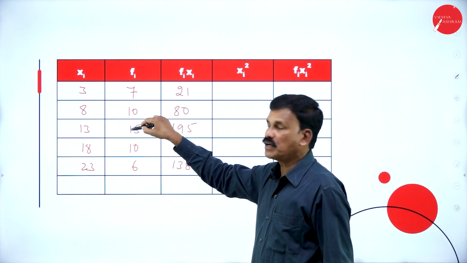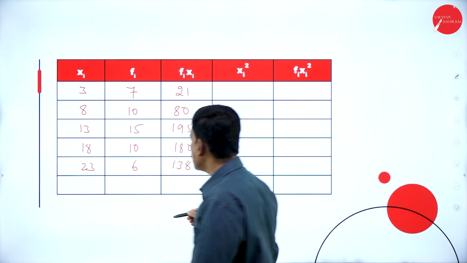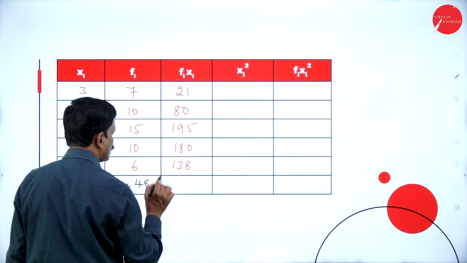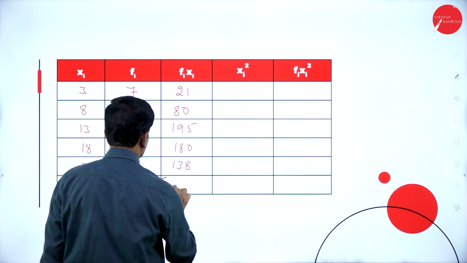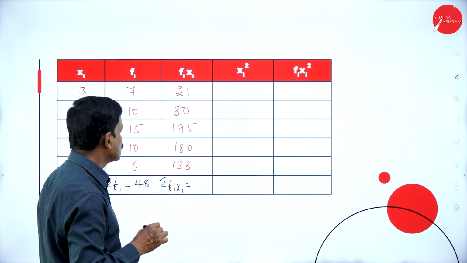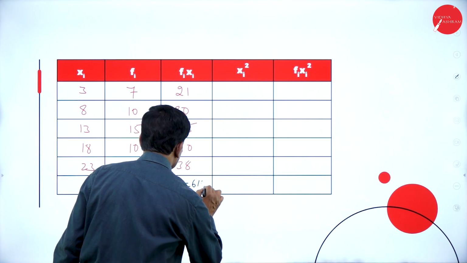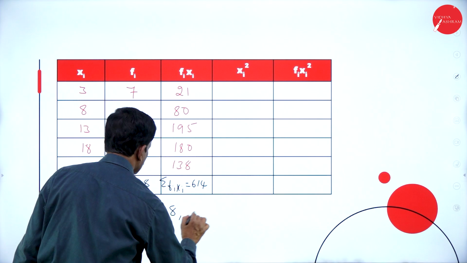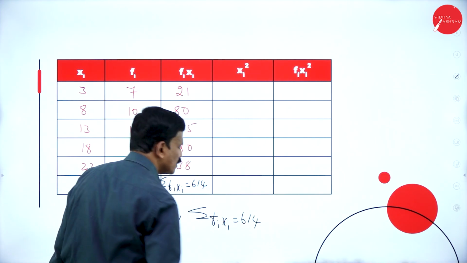Okay. Now add this. If you add Fi, sigma Fi, 7 plus 10 plus 15 plus 10 plus 6, sigma Fi is equal to 48. And similarly add sigma fi xi, that is 21 plus 80 plus 195 plus 180 plus 138. That's equal to 614. So sigma fi is equal to 48, and sigma fi xi is equal to 614.